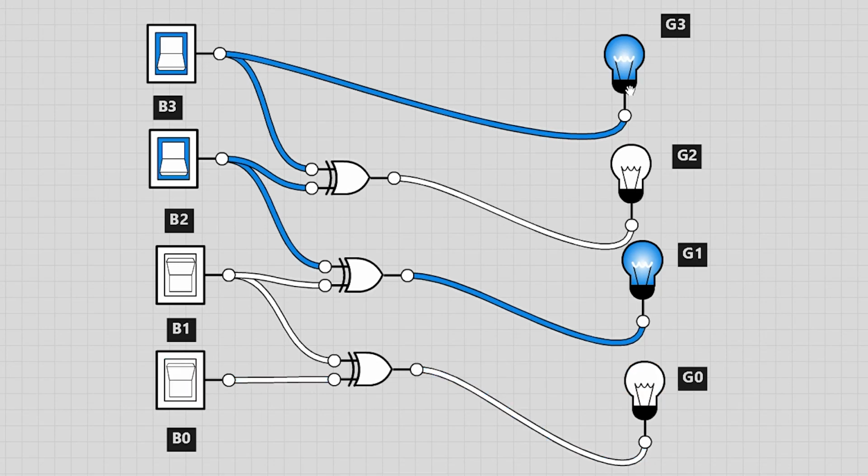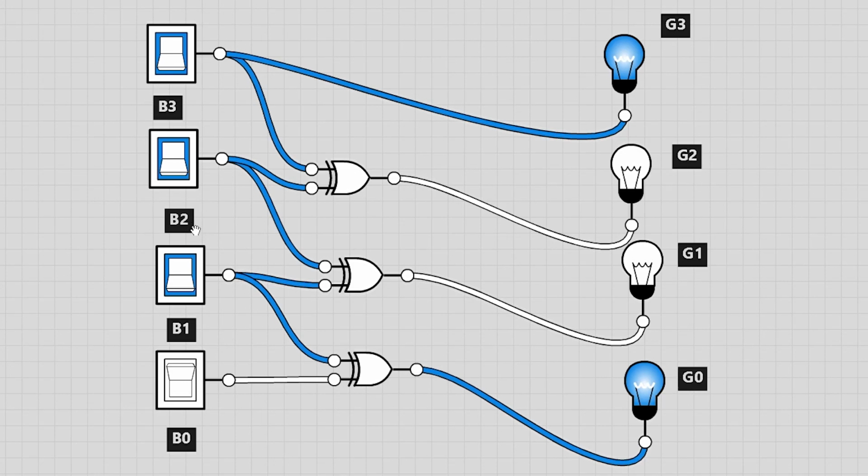will be 1, G2 will be 0, G1 will be 1, G0 will be 0. When B3 is 1, B2 is 1, B1 is 0, B0 is 1, G3 will be 1, G2 will be 0, G1 will be 1, G0 will be 1. When B3 is 1, B2 is 1, B1 is 1, B0 is 0, G3 will be 1, G2 will be 0, G1 will be 0, G0 will be 1.